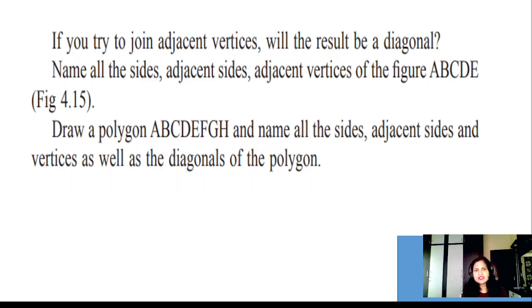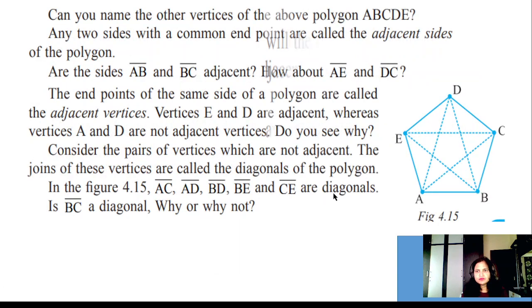Name all the sides, adjacent vertices of the figure ABCDE, 4.15. These are the adjacent vertices of ED: E and D. D, C are adjacent vertices of the side DC. Then BC. BC side adjacent vertices are B and C. AB side adjacent vertices are A and B. EA side adjacent vertices are E and A.